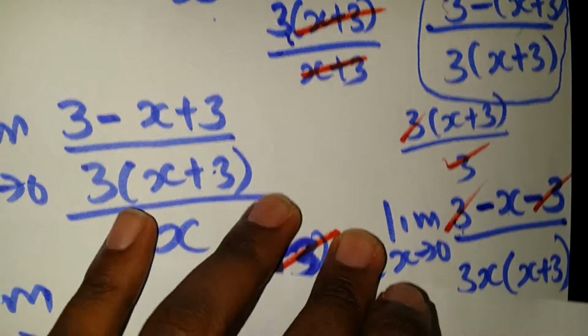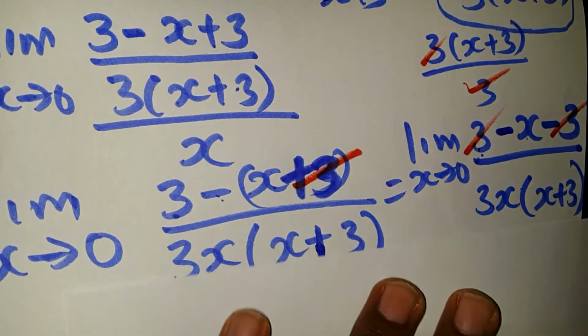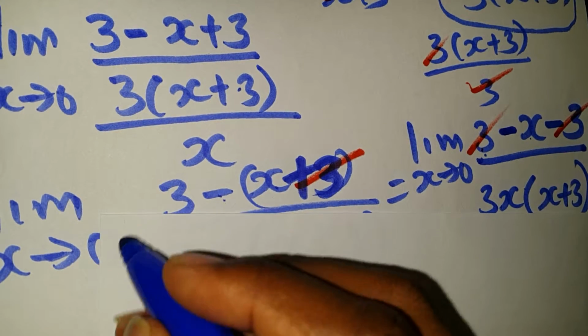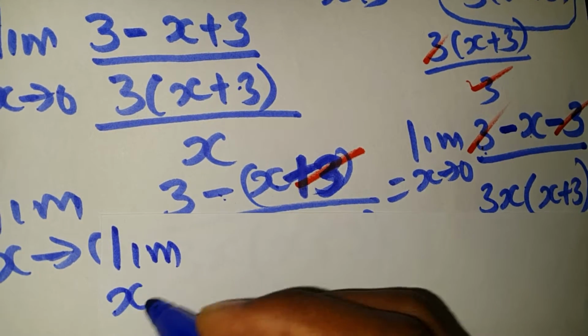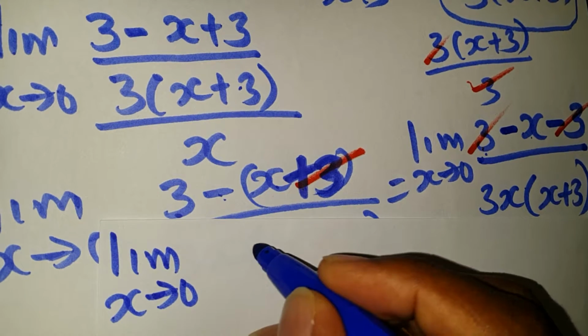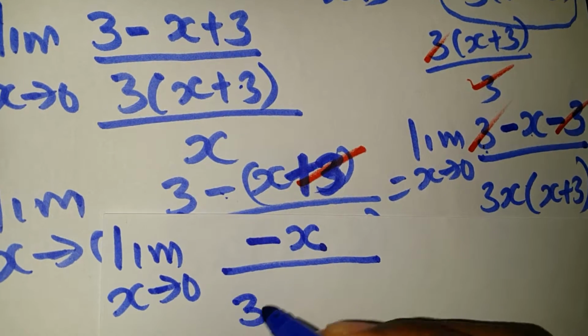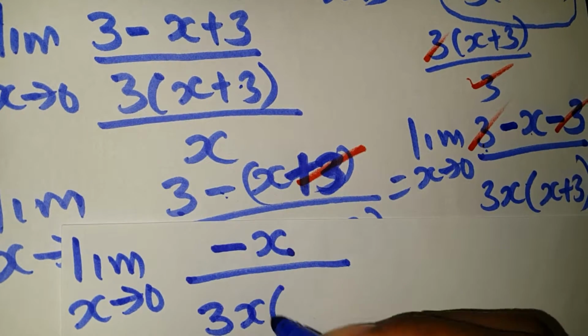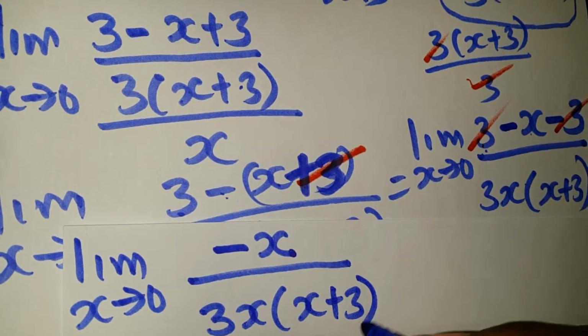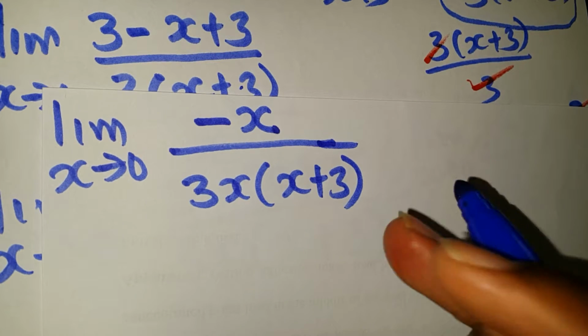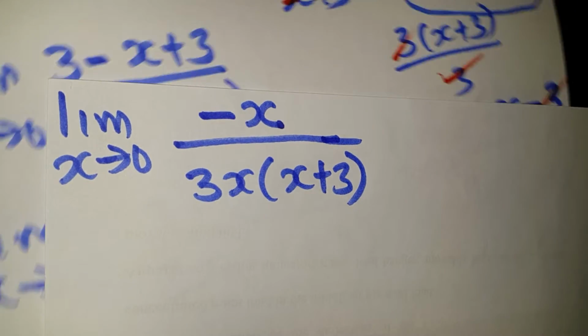So both will cancel. What did I have so far? I have limit x tends to 0 of minus x divided by 3x times (x plus 3). So this is what I have left.